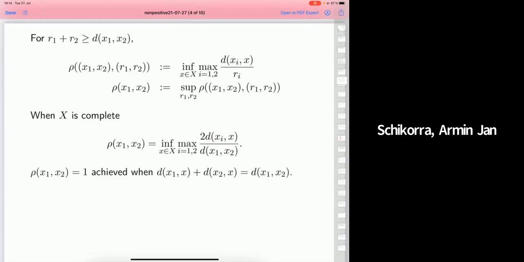If M is a midpoint between x1 and x2, then 2d(x1,m) is equal to d(x1,x2), and the same for x2. So, of course, that is the best possible case. In general, this rho might be bigger than 1. You think about it a little bit in terms of the triangle inequality, you see that rho equal to 1 is the best that you can possibly achieve.